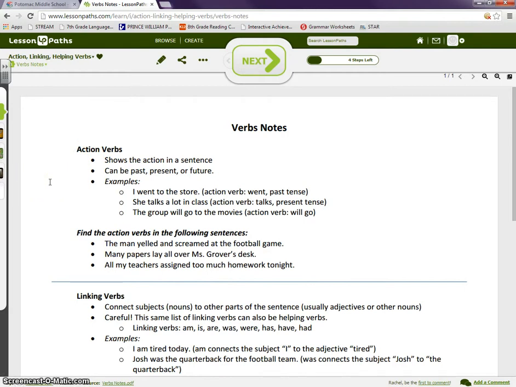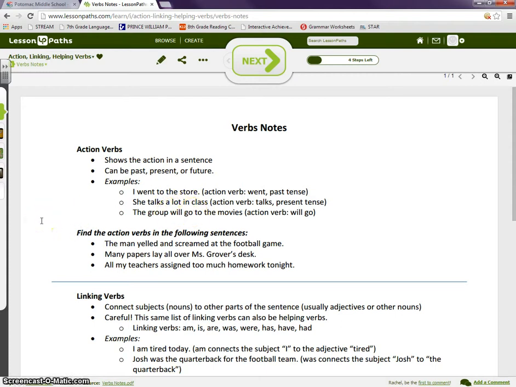So some examples are, I went to the store, and went is the action verb, and it is past tense because it already happened. She talks a lot in class. Talks would be the action verb, and that would be present tense because that means it's happening now. And then the last one, the group will go to the movies. The action verb is will go, and that would be future tense. The group has not gone yet. It's future. So they are going to be future tense. Will go is your entire verb there.